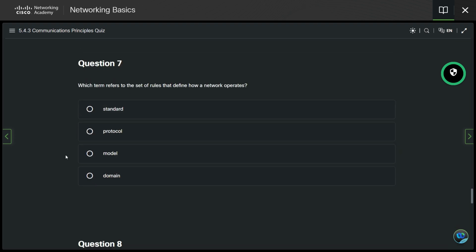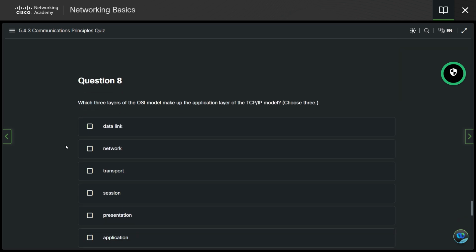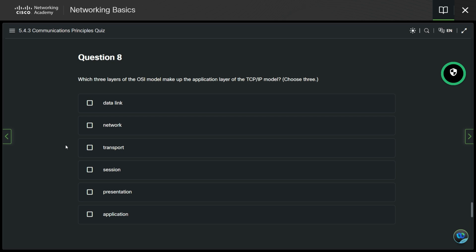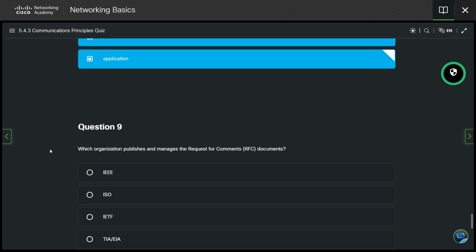Question 7. Which term refers to the set of rules that define how a network operates? It's a model. Question 8. Which three layers of the OSI model make up the application layer? Okay. The application layer is session, presentation, and application.